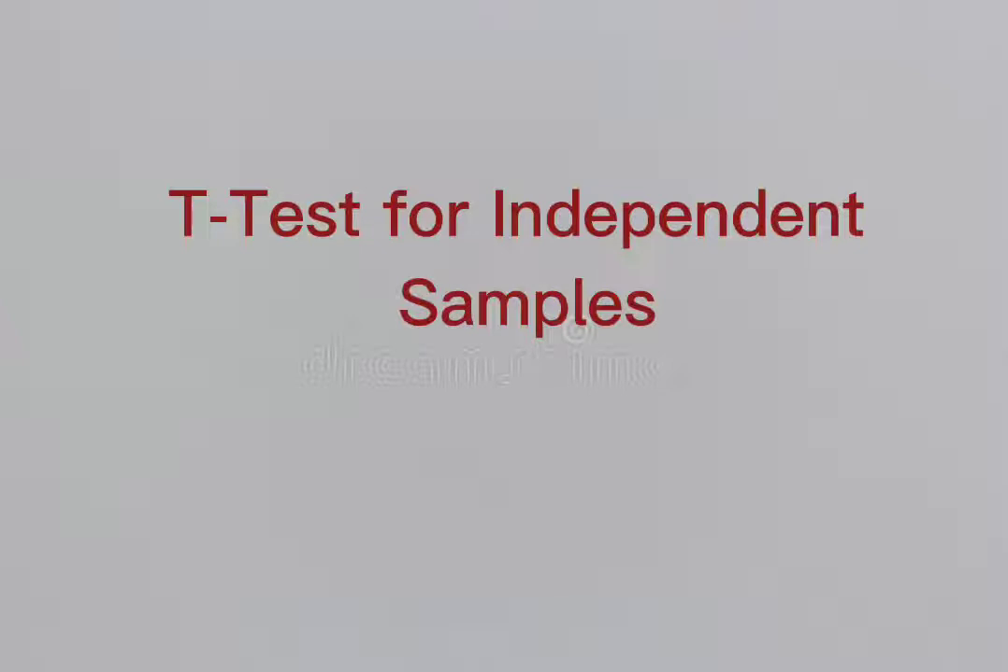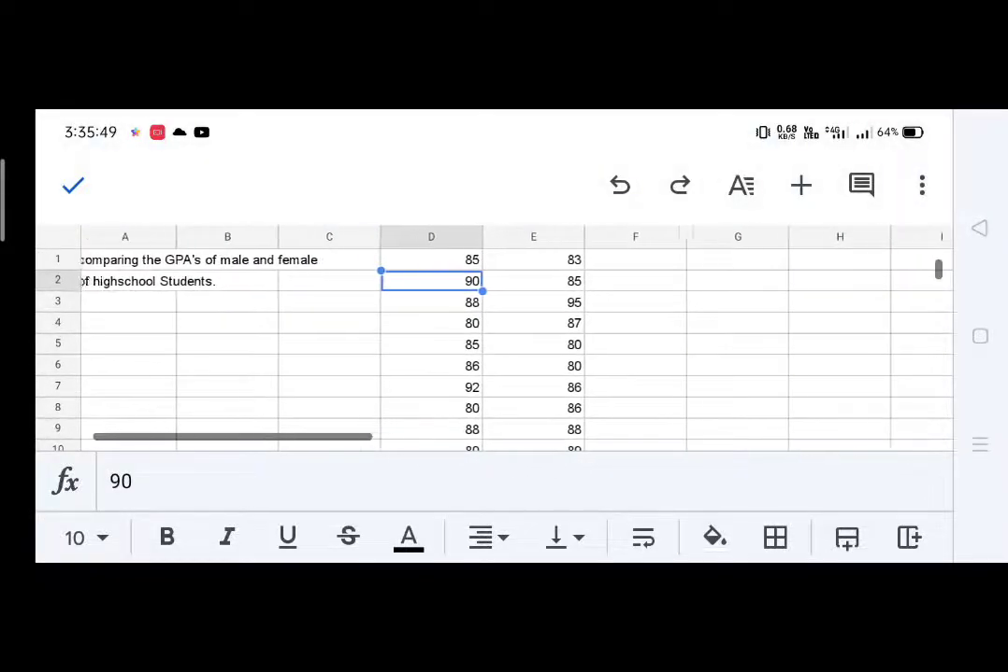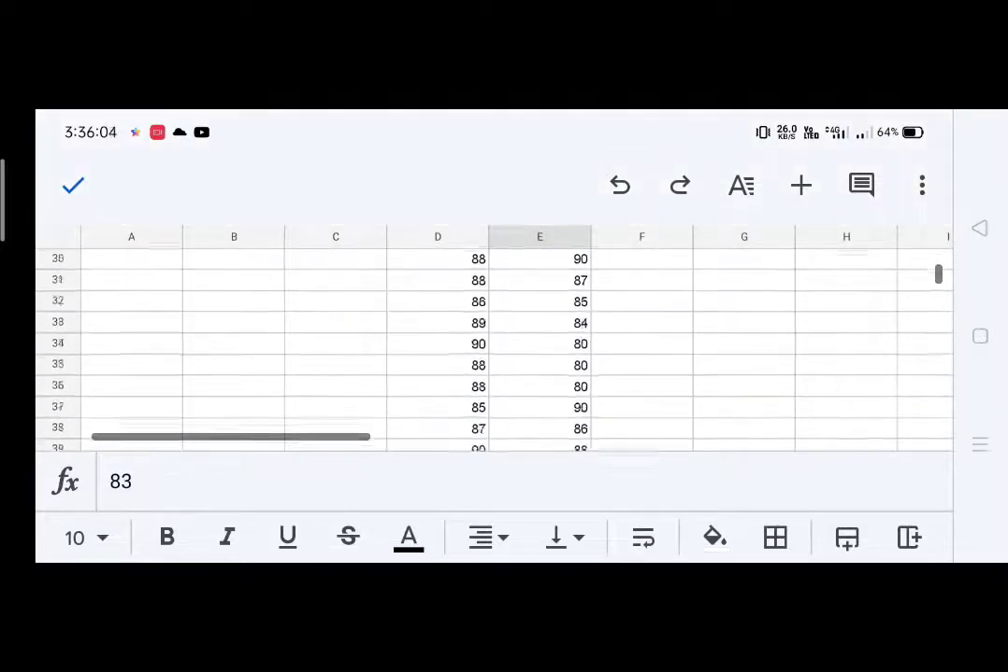The t-test assumes your data are independent, are approximately normally distributed, and have similar amount of variance within each group being compared. To put that in action, we have here a dataset and a situation that is being compared, which is GPA of male and female high school students. We have here a group A that has 50 samples and a group B that has also 50 samples, a total of 100 data samples.